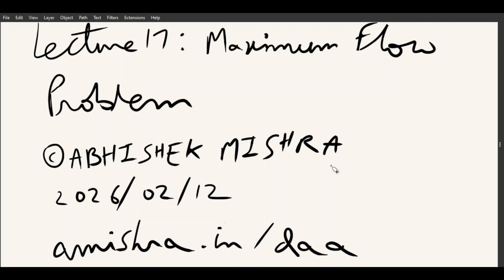So we have completed 3 modules of our course. First, divide and conquer. Second, greedy algorithms. And third, dynamic programming. Now we'll start a new module, network flow algorithms. So today we'll define network flow algorithms.